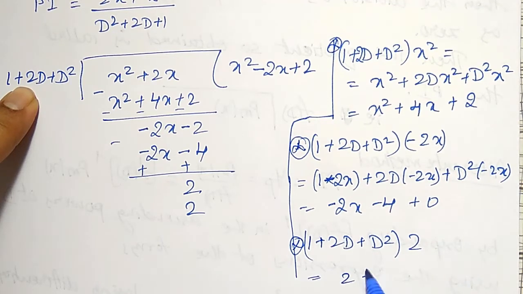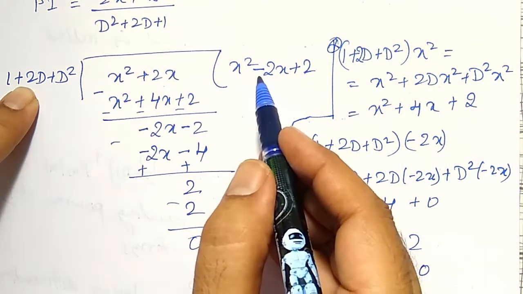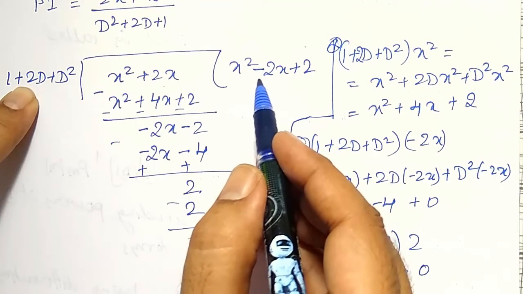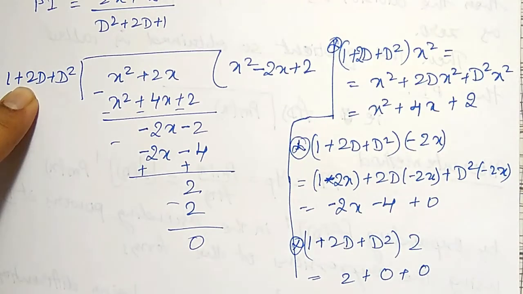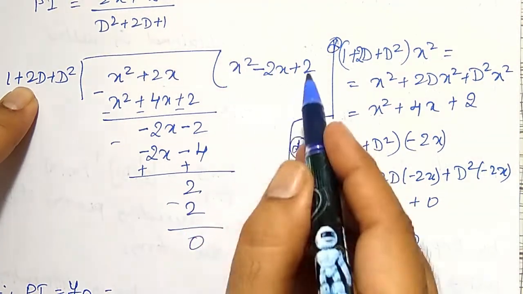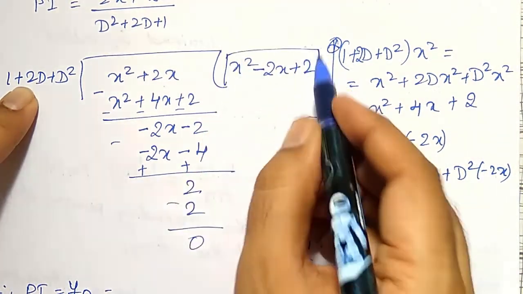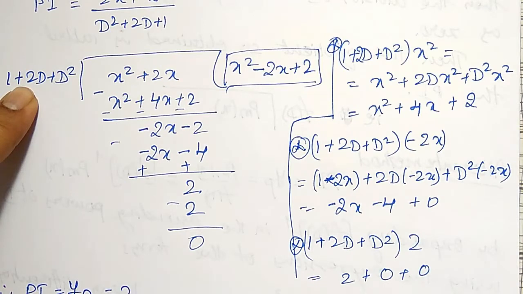1 into 2 is 2. The differential of 2 is 0. The second derivative is also 0, which is equal to 2. Subtract, it will become 0. The remainder has become 0. Therefore, this quotient will become our particular integral. So particular integral yp is equal to whatever the quotient has remained. This is our PI, that is x square minus 2x plus 2, is the yp.